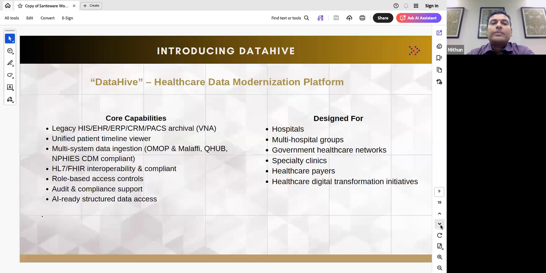And that's where Data Hive comes into the picture. Now, this is not a product, but an infrastructure or a platform. It is not another software, but more of a data ecosystem that we are trying to help organizations with to modernize their data platforms. So what does it do? It does multiple things. It actually aggregates the data on your behalf, whether it is from legacy applications like HIS, EMR, ERP. It works as a unified vendor neutral archive.